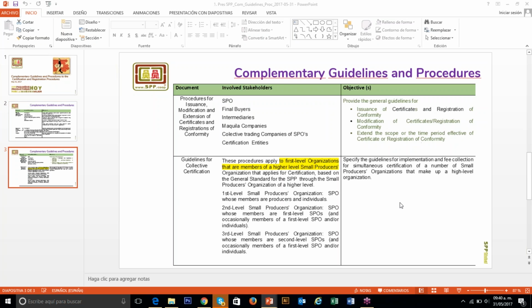But these guidelines for collective certification are conducted just in the case of second level organizations. So they apply to first level organizations when they belong to a second level or to a higher level small producer organization. But if you want, we can review this topic after, Alfred.